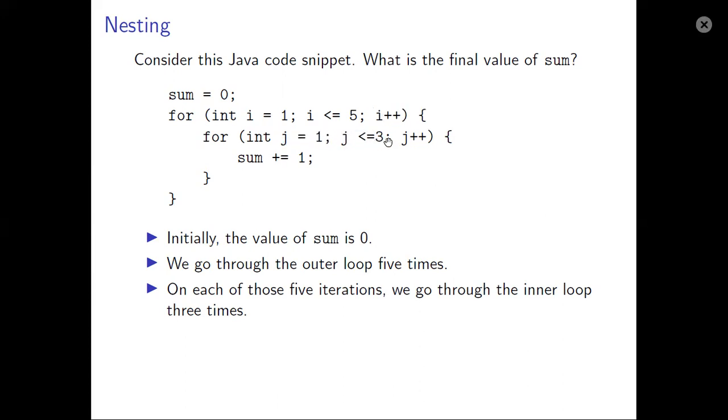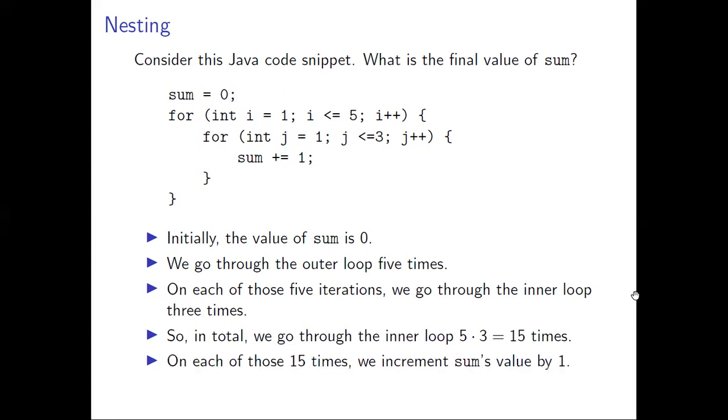J starts from 1 and goes through 3. So we go through the inner loop 3 times on each of the 5 iterations of the outer loop. Again, we go through the outer loop 5 times in total, and on each of those times, we go through the inner loop 3 times. So in total, how many times do we go through the inner loop? Well, it's 5 times 3, which is 15 times. Now, each of those 15 times, we increment the value of sum by 1. So the final value of sum is 15.